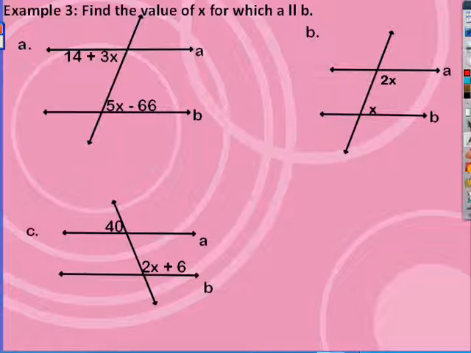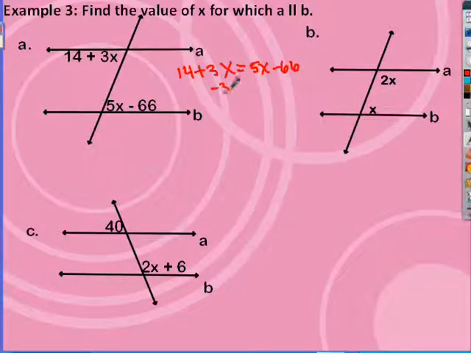Alright, it says find the value of x for which A is parallel to B. If I want to, in this first diagram, letter A, show that A is parallel to B, look at the angles that I'm given expressions for. These angles are alternate interior. So if alternate interior angles are congruent, that's enough to show parallel lines. So how am I going to find the value for which A is parallel to B? We're going to set them equal. So I get 14 plus 3x equals 5x minus 66.